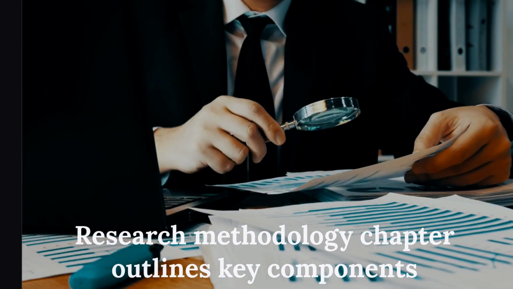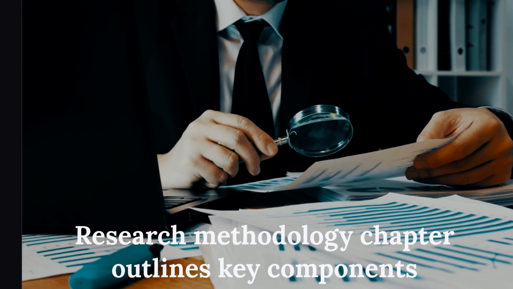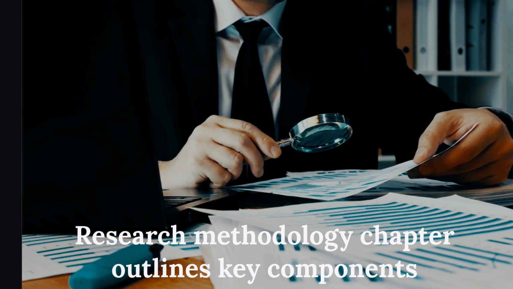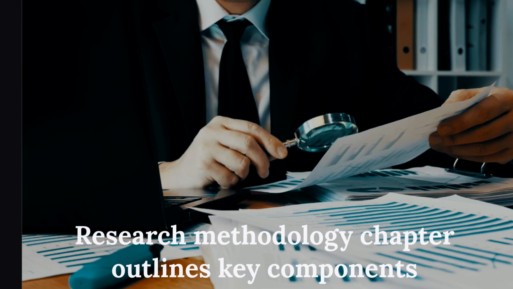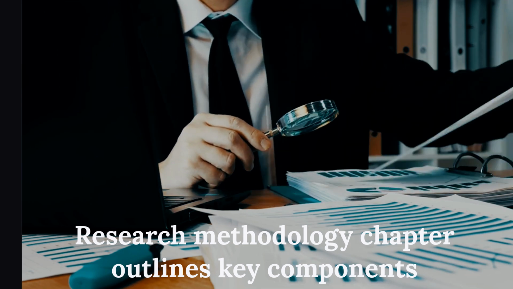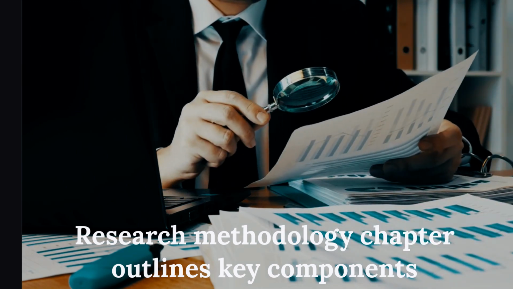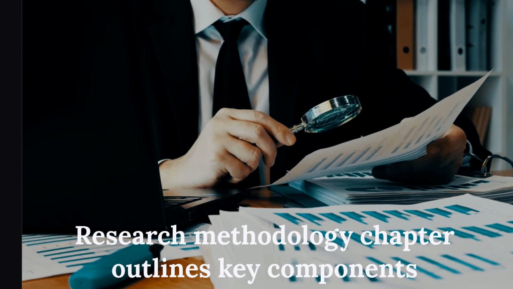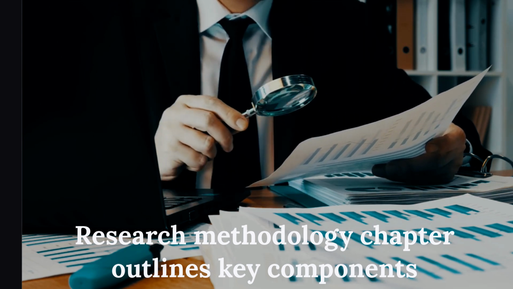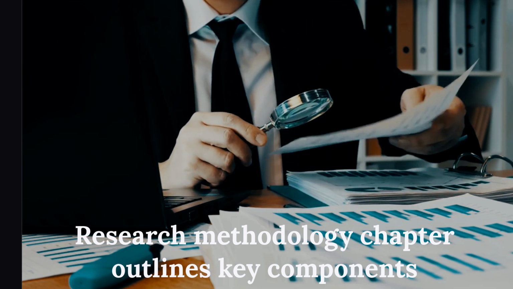The methodology chapter explains the research onion and its components. It identifies sampling techniques and sample size. Data collection techniques are justified here. It also covers data analysis methods and ethical considerations. This chapter is crucial for outlining your research process.